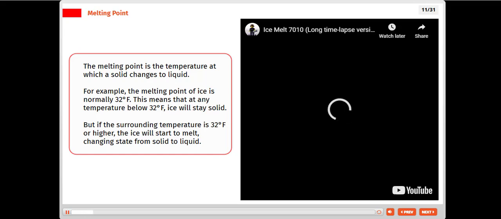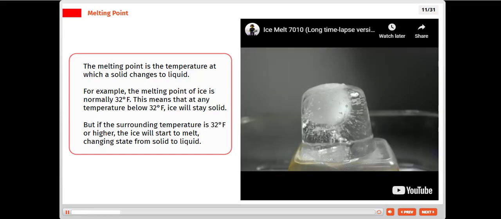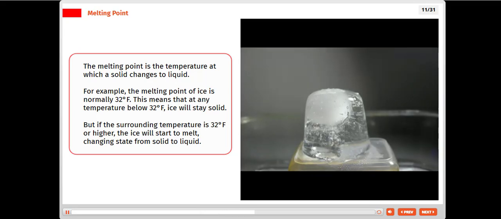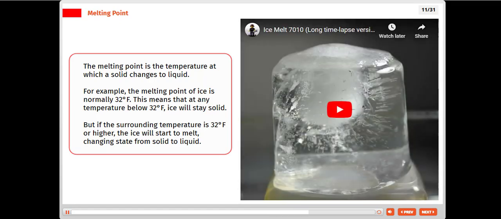The melting point is the temperature at which a solid changes to liquid. For example, the melting point of ice is normally 32 degrees Fahrenheit. This means that at any temperature below 32 degrees Fahrenheit, ice will stay solid. But if the surrounding temperature is 32 degrees Fahrenheit or higher, the ice will start to melt, changing state from solid to liquid.